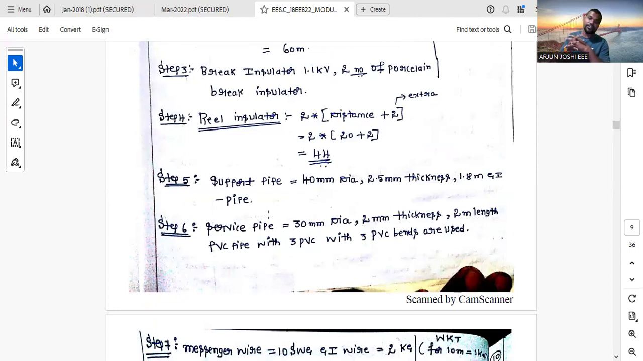First write down the specification, the number of quantities required in a step by step manner, and then find the total cost in the form of a table.